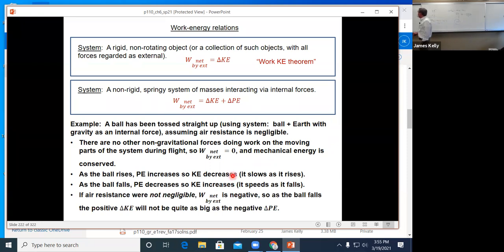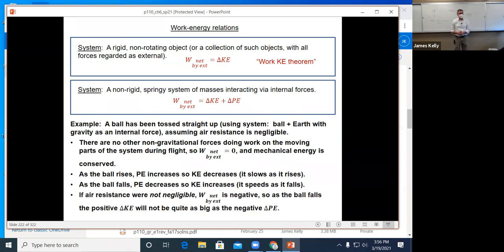What about if air resistance were not negligible? Let's think about that case carefully. If I throw it up and the ball is on its way up from an initial to a higher final state, gravity between this ball and Earth is going to be an internal force, but that air resistance force is going to be an external force. Is the work done by that external force positive, negative, or zero as the ball rises away from the Earth?